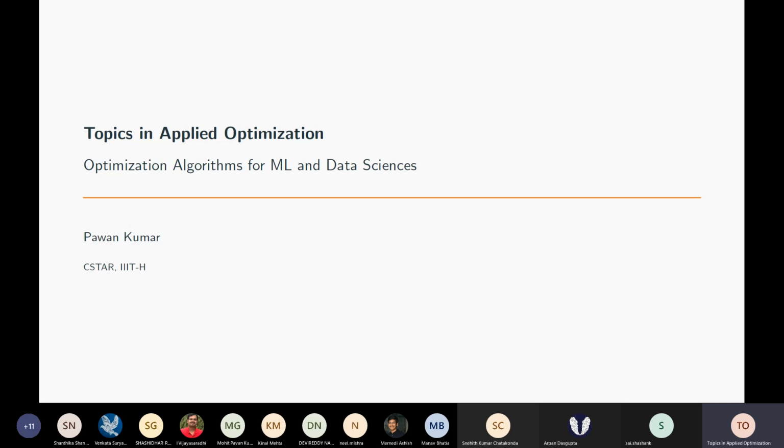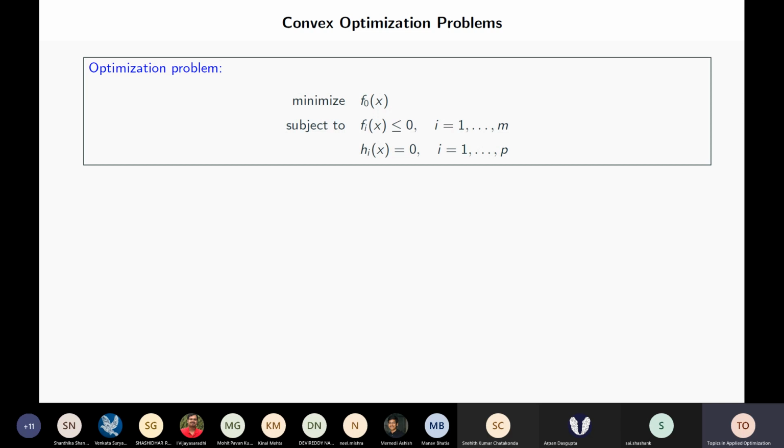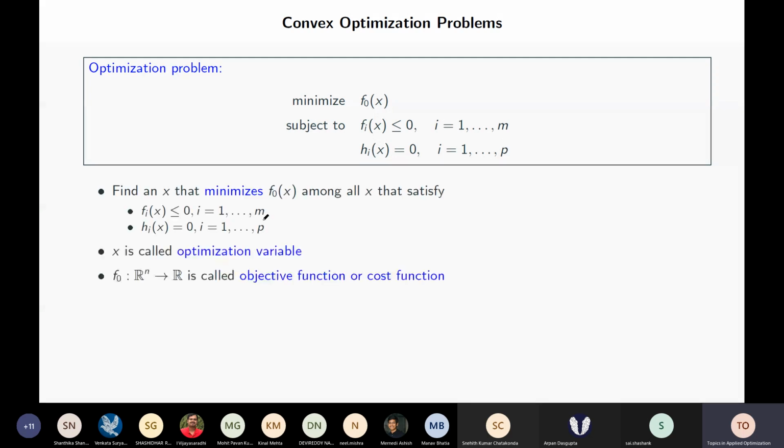Okay, so good afternoon. We will continue where we left off last time, and we were discussing optimization problems. This is the general form of the optimization problem, where you have the objective function and then the inequalities and the equalities. In this case there are m inequalities and p equalities, and this is what I defined last time.